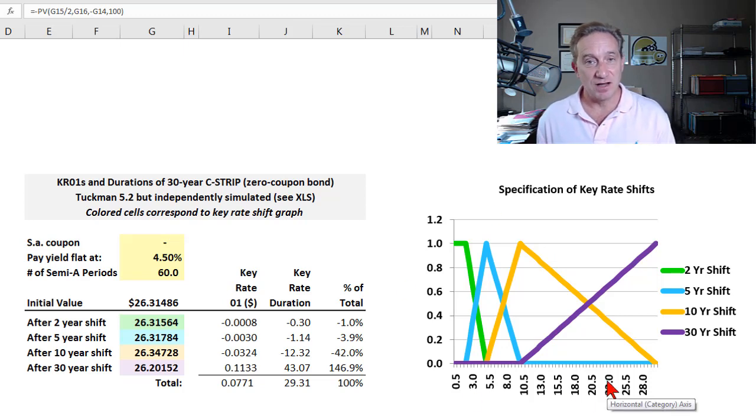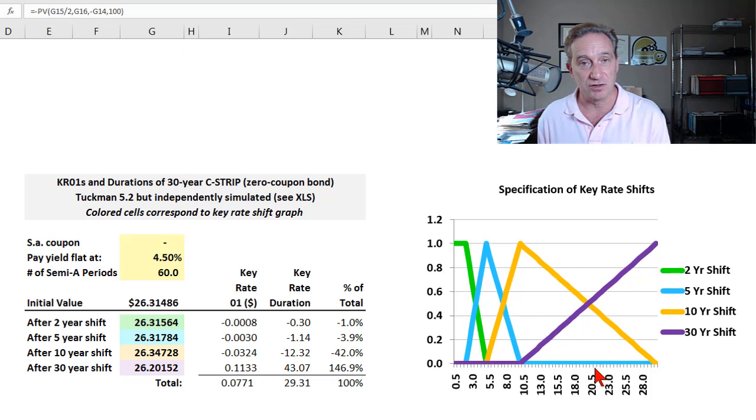Now we get to the essence of the key rate shift technique, and this happens to be Tuchman's example, but there are a lot of design decisions the user can make. There's no one magic way to go about this, including a choice as to how many key rates. The idea is to select a limited number of key rates that cover the term structure so that we could approximate it with the multi-factor model.